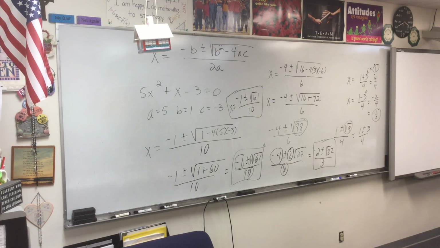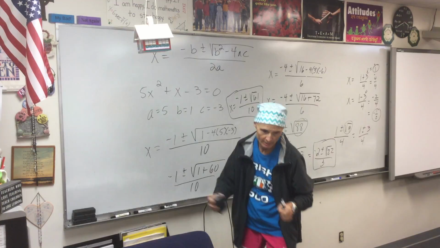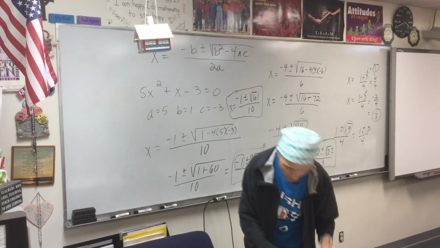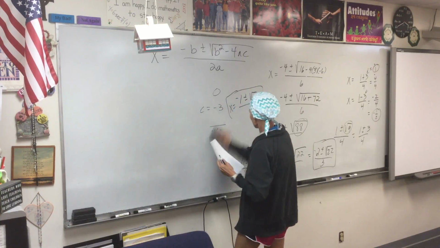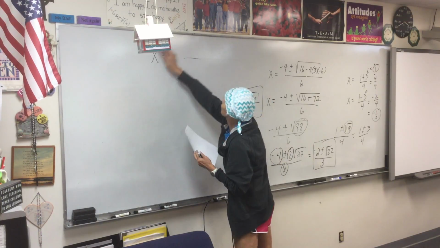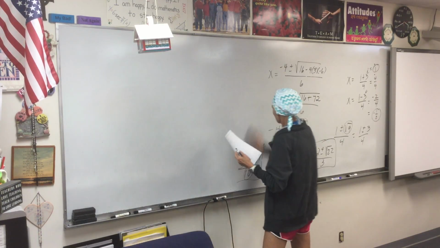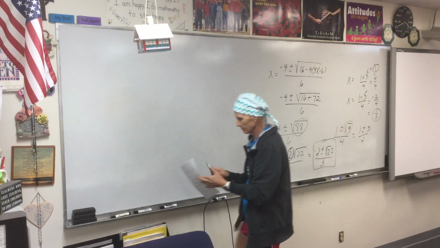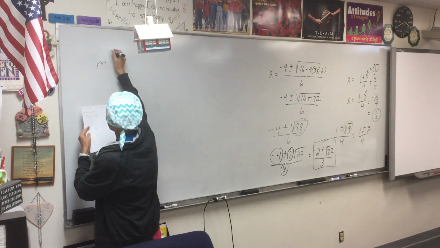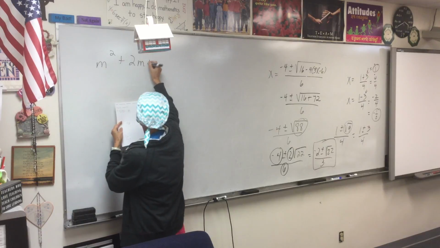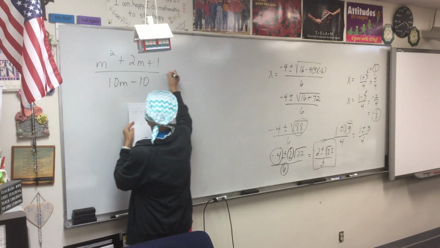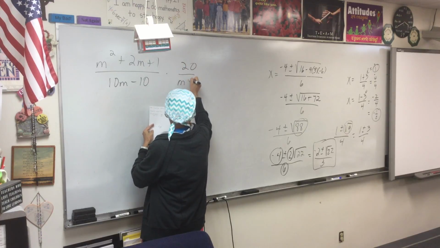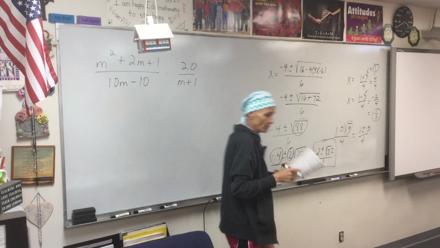Okay, now we are going to do our simplifying rational expression sheet. So let's get started. Problem number 1 says, let's simplify completely m squared plus 2m plus 1 over 10m minus 10 times 20 over m plus 1.